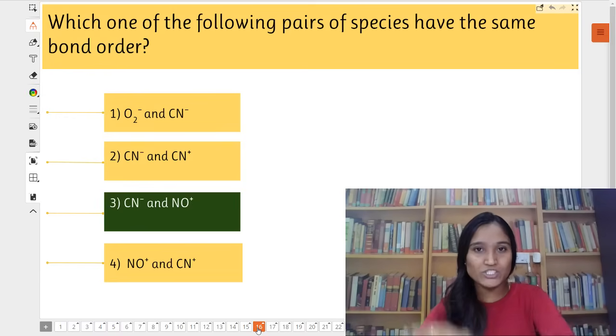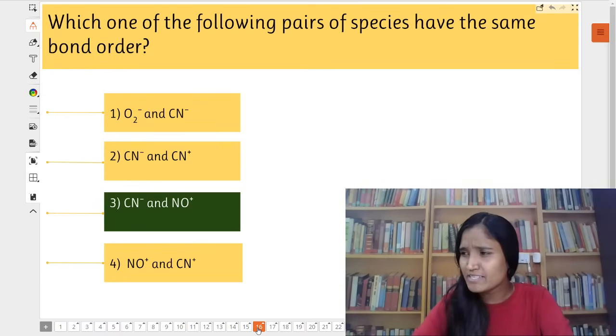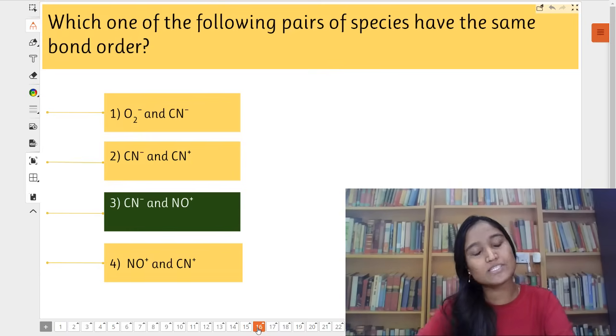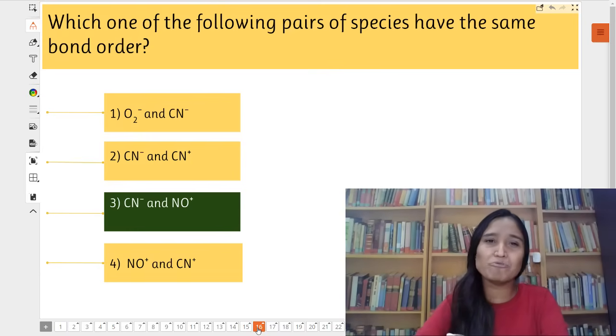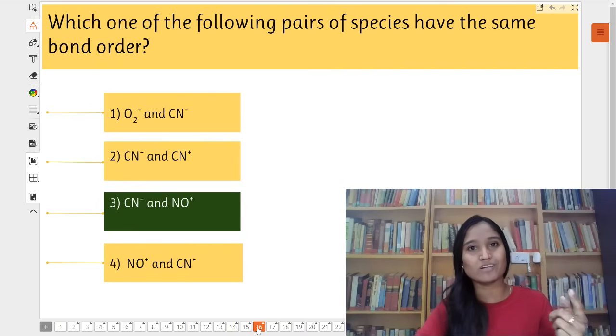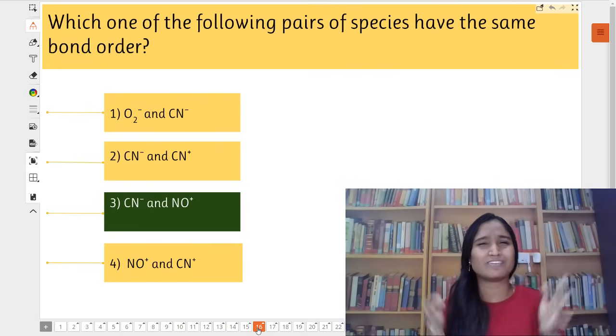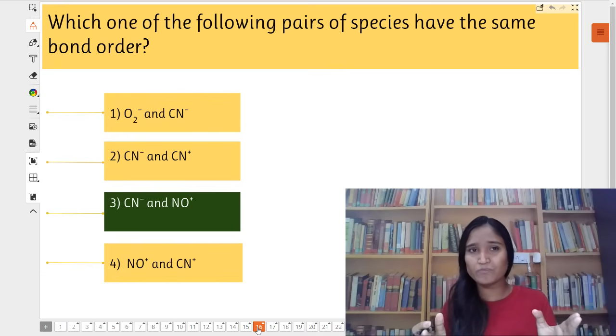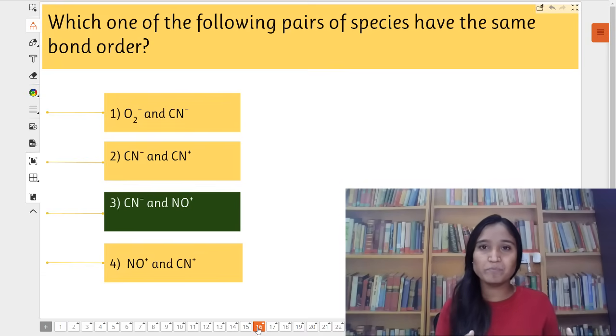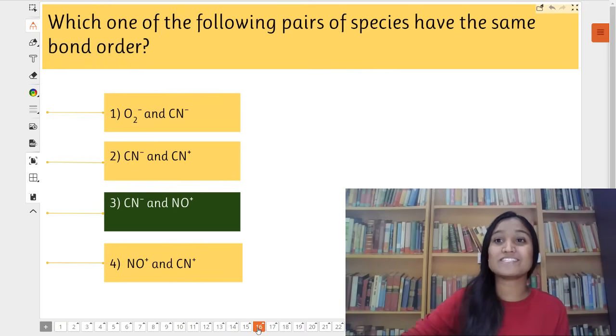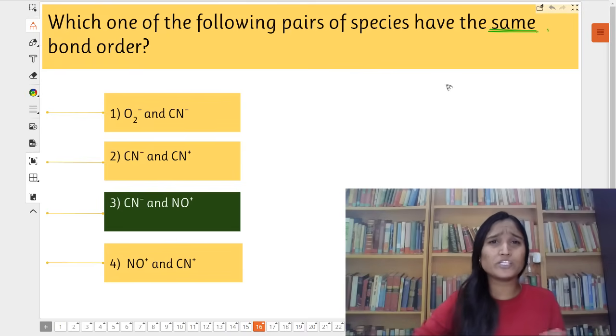And when I have analyzed your chat messages, I guess approximately 60 to 70% of you are right. But a few of you went wrong saying option 1. I guess it's a silly mistake. Make sure you're accurate enough. Let me just brief you how we solved this. We just got to identify the species which have the same bond order. So we have to calculate the bond order here.